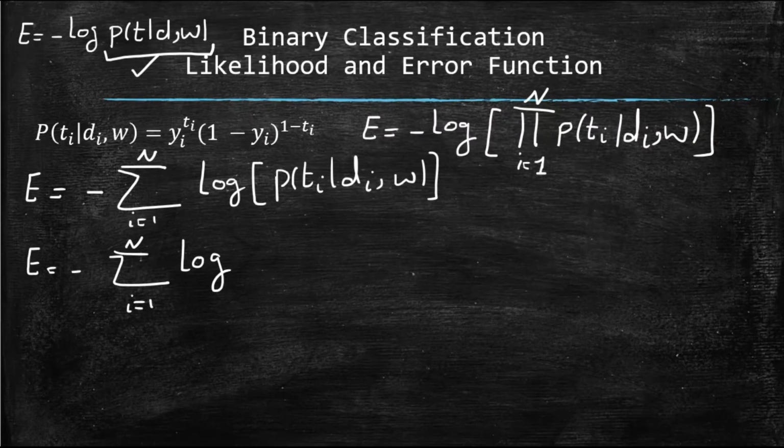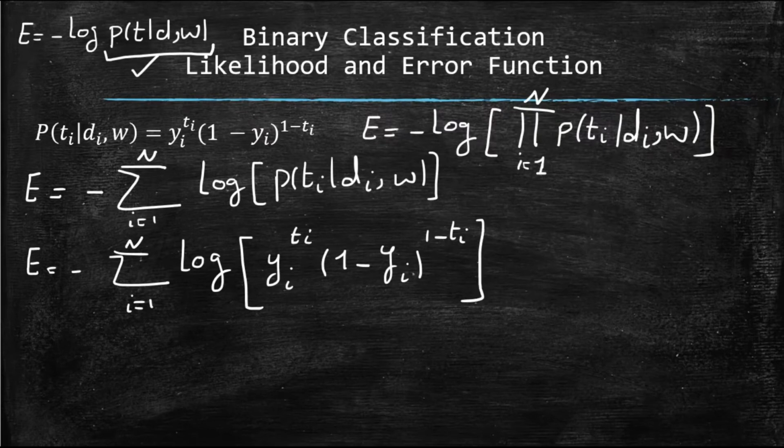So far nothing's new, but here you would have the log of y sub i to the power t sub i multiplied by 1 minus y sub i to the power 1 minus t sub i. Right. Now, this is going to get a little bit cleaner. I mean, actually a lot cleaner. So I'm going to use a couple of rules here.